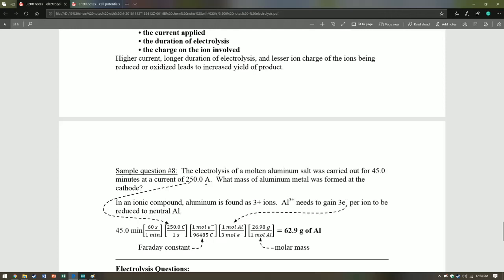So you have 45 minutes at a current of 250 amps. Remember, an amp is just a coulomb per second. 60 seconds in 1 minute, 250 coulombs a second. Here you use the Faraday constant to convert into moles of electrons. Note that it takes 3 moles of electrons to reduce a mole of Al3+ to just Al, and then you multiply by the molar mass, and you get that.